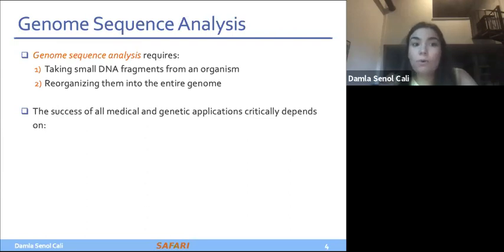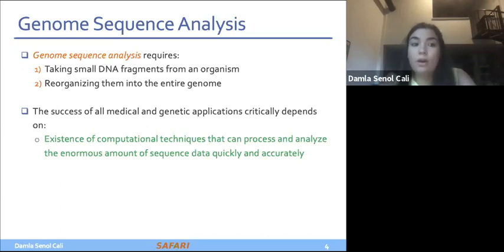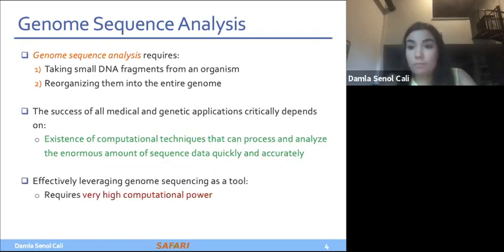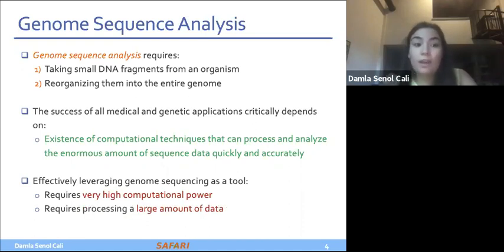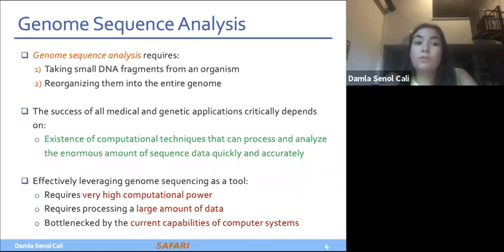The success of all medical and genetic applications critically depends on the existence of computational techniques which will process and analyze this enormous amount of sequence data, genomics data, quickly and accurately. However, effectively leveraging genome sequencing as a tool, as expected, requires very high computational power, and we have to process a large amount of data. So it is bottlenecked by the current capabilities of the computer systems.